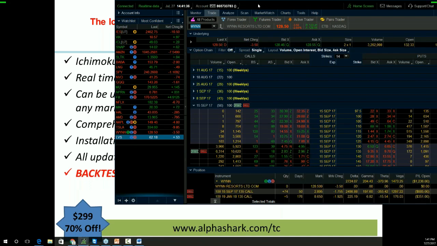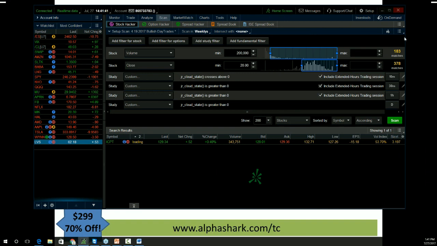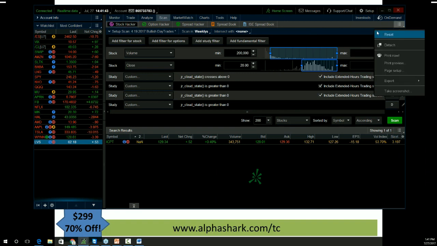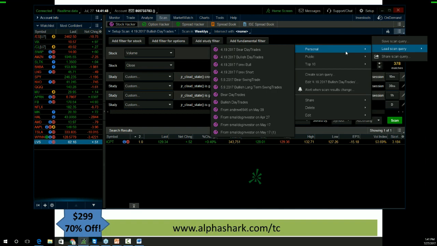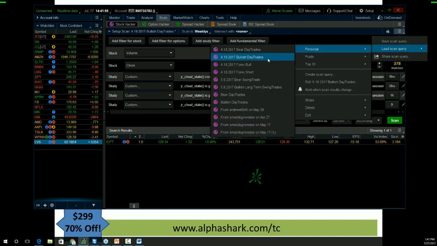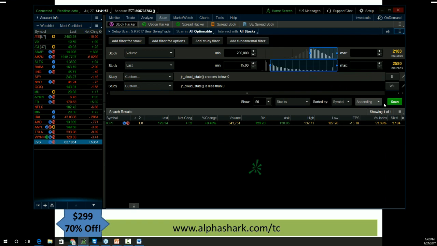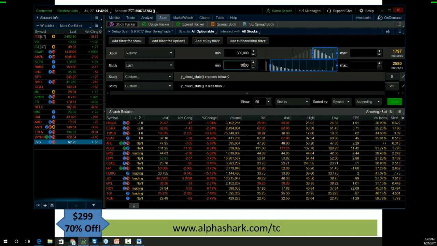And also, let me go in here and show you the scan functionality. So we have scan functionalities built out for bear trades, bull trades, day trades, forex, futures. So if I wanted to see bull swing trades, okay, I just click this button. It's going to probably produce a lot though. And let's change my matrices to 300,000 shares and $30.